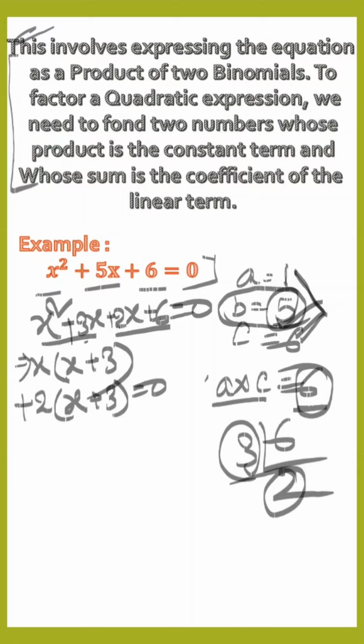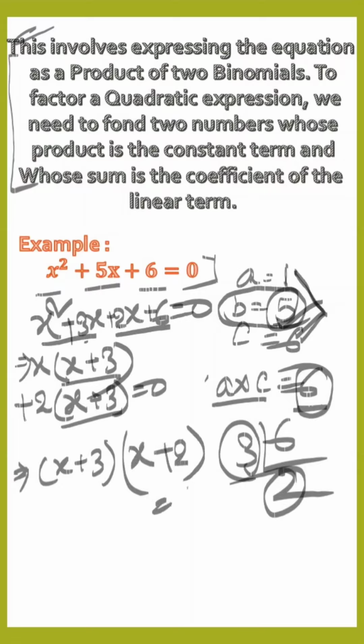Now in this equation, x + 3 and x + 3 is common. We can take x + 3 as common. Then we will get (x + 3) into (x into 1, that means x, plus 2 into 1, that means 2) is equal to 0. Now we get the values of x: x = -3 and x = -2. So we get these two values, and this is the solution of this quadratic equation. I hope you understand how we can solve it.